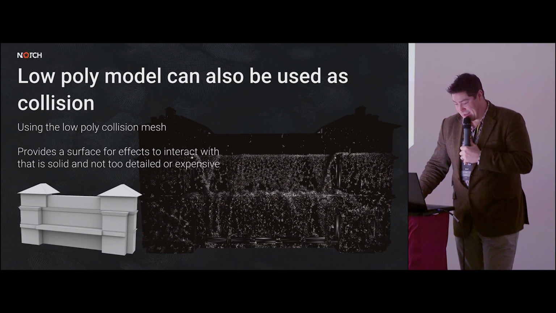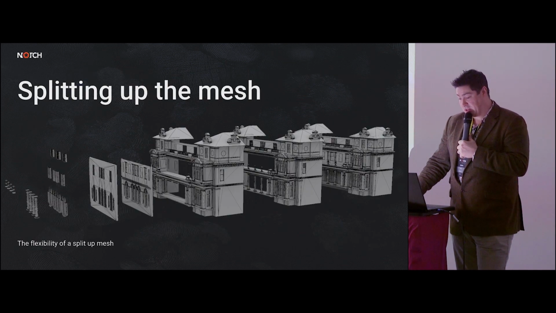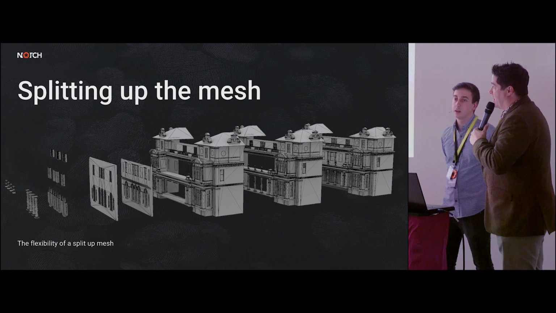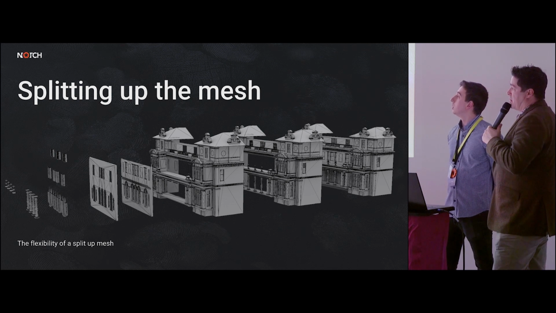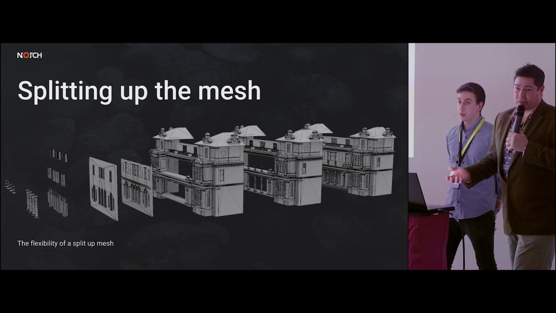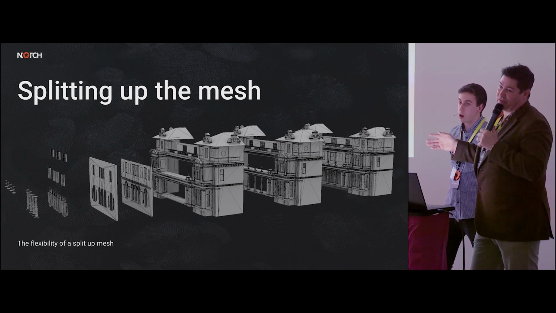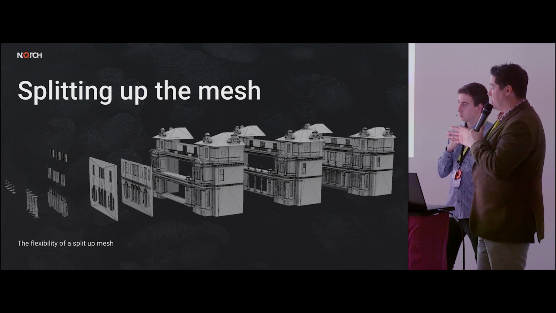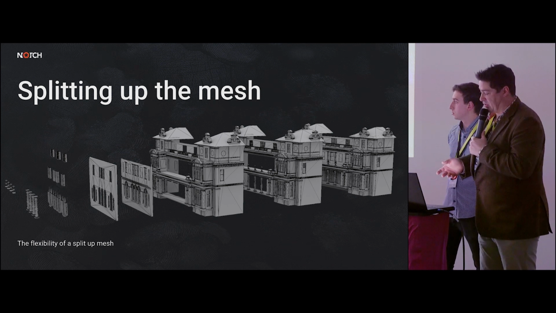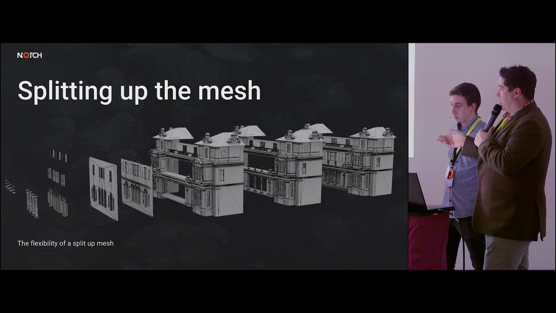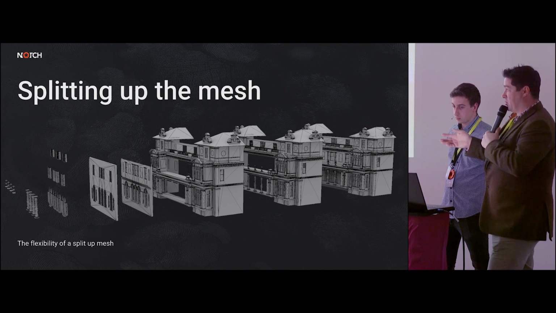But we haven't finished there. There's another thing you can do with your high poly building when you're doing projection mapping, and that's splitting up the mesh. There are several reasons we split up the mesh. We wanted to target different parts of the building to do different things. So, for instance, we wanted the pillars to collapse, so we split those out from the original mesh.